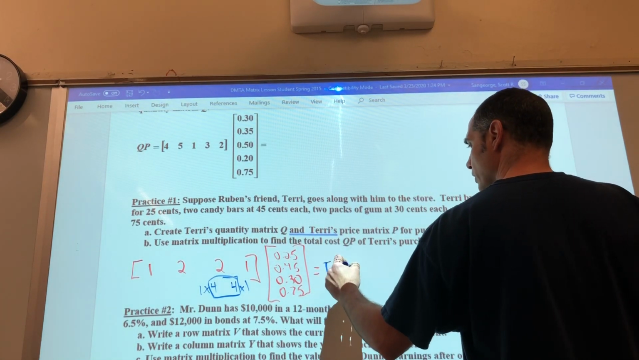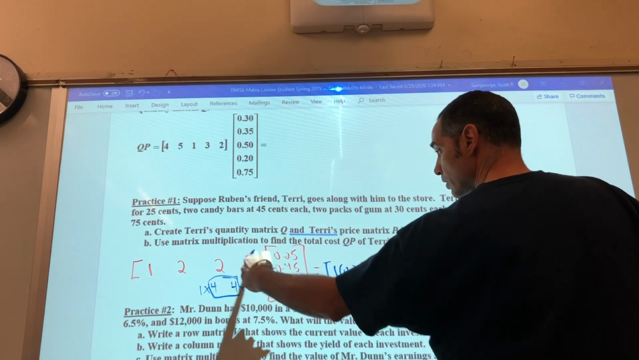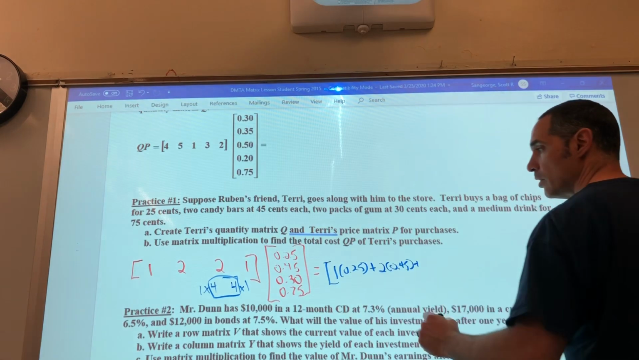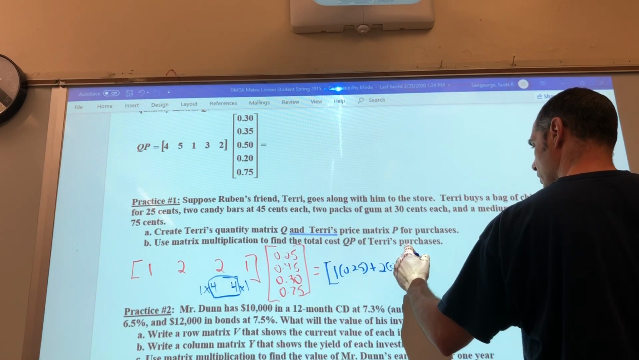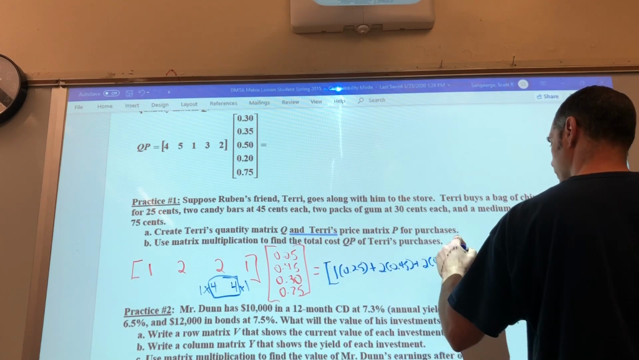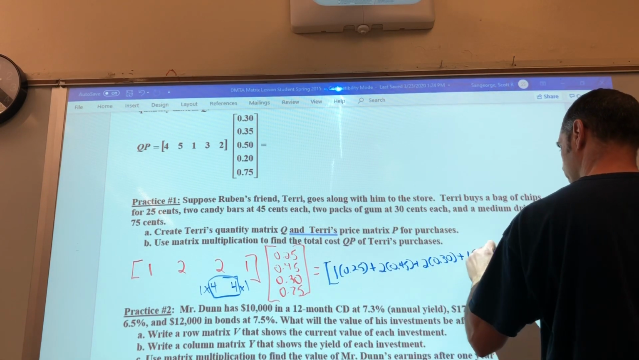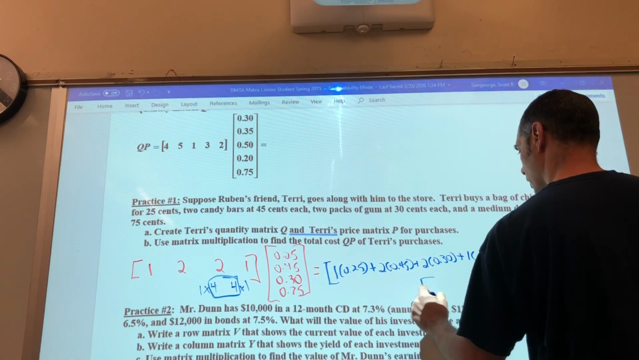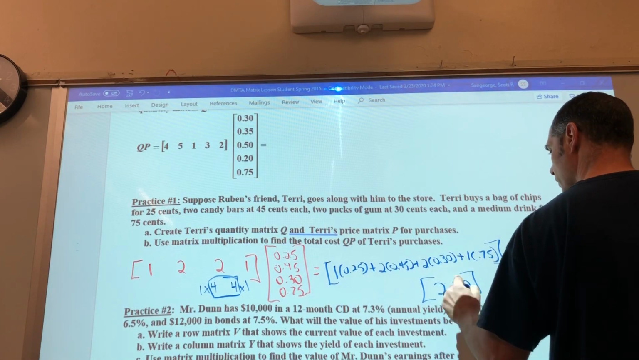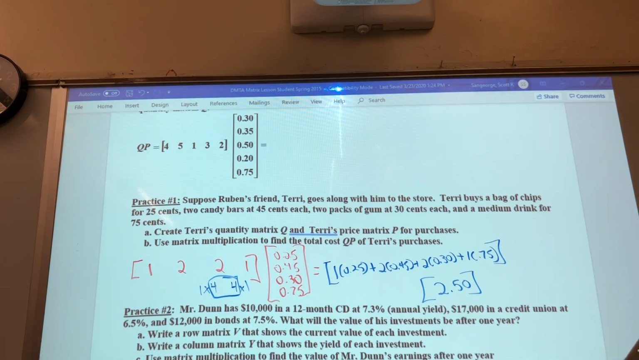1 times 0.25 plus 2 times 0.45 plus 2 times 0.3 plus 1 times 0.75. When we do the math, we end up with a total of $2.50 that Terry spent at the store. All right, I hope this is helpful. This is the first case. I want you to try practice number 2 on your own.